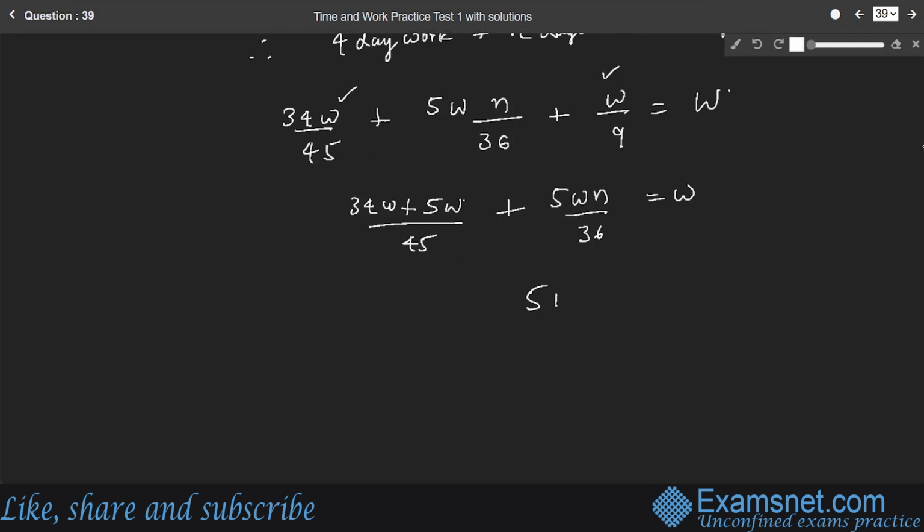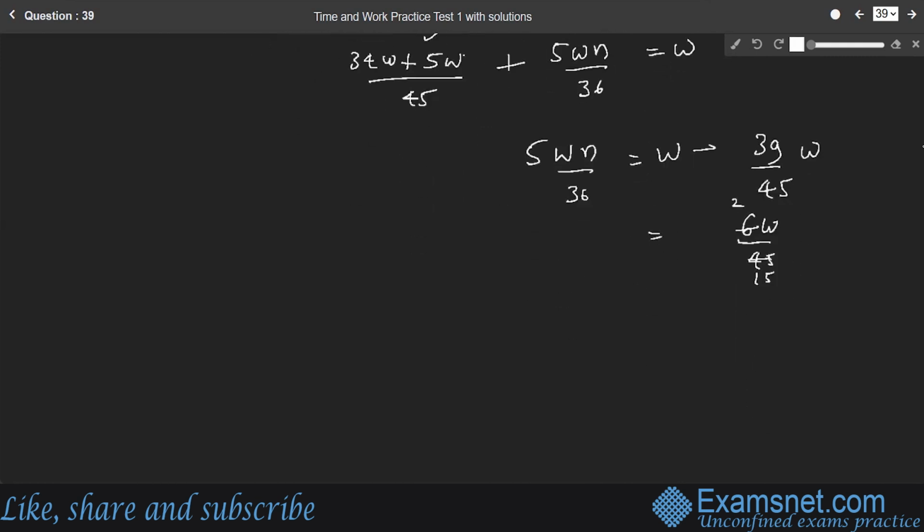Therefore, 5Wn by 36 is equal to W minus this term, 34 plus 5 is 39 by 45W, right? So it becomes 45 minus 39W is 6W by 45, just divisible by 3. So 3 into 2, 3 into 15, right? 2W by 15. So the value of n becomes 2W by 15 into 36 by 5W, right?